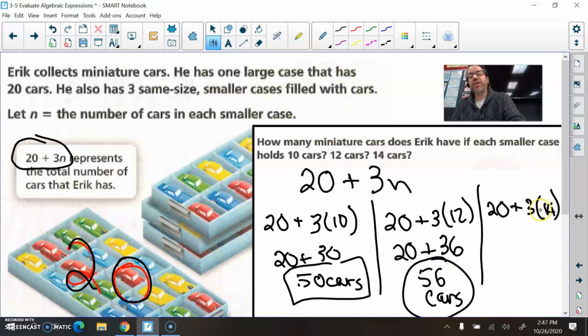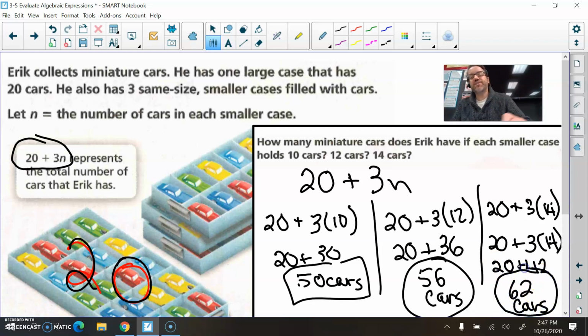And if they each hold 14 cars, then we'd have 20 plus 3 times 14, which is 42, and then 20 plus 42 is 62 cars. So we don't know how many cars he has, but we do know how many cars he has if there are 10 in each of the smaller cases, 12 in each of the smaller cases, or 14 in each of the smaller cases. But we get a different value depending on what we are substituting in place of n. Are we substituting in 10, 12, 14, something else? The value changes depending what you substitute in.